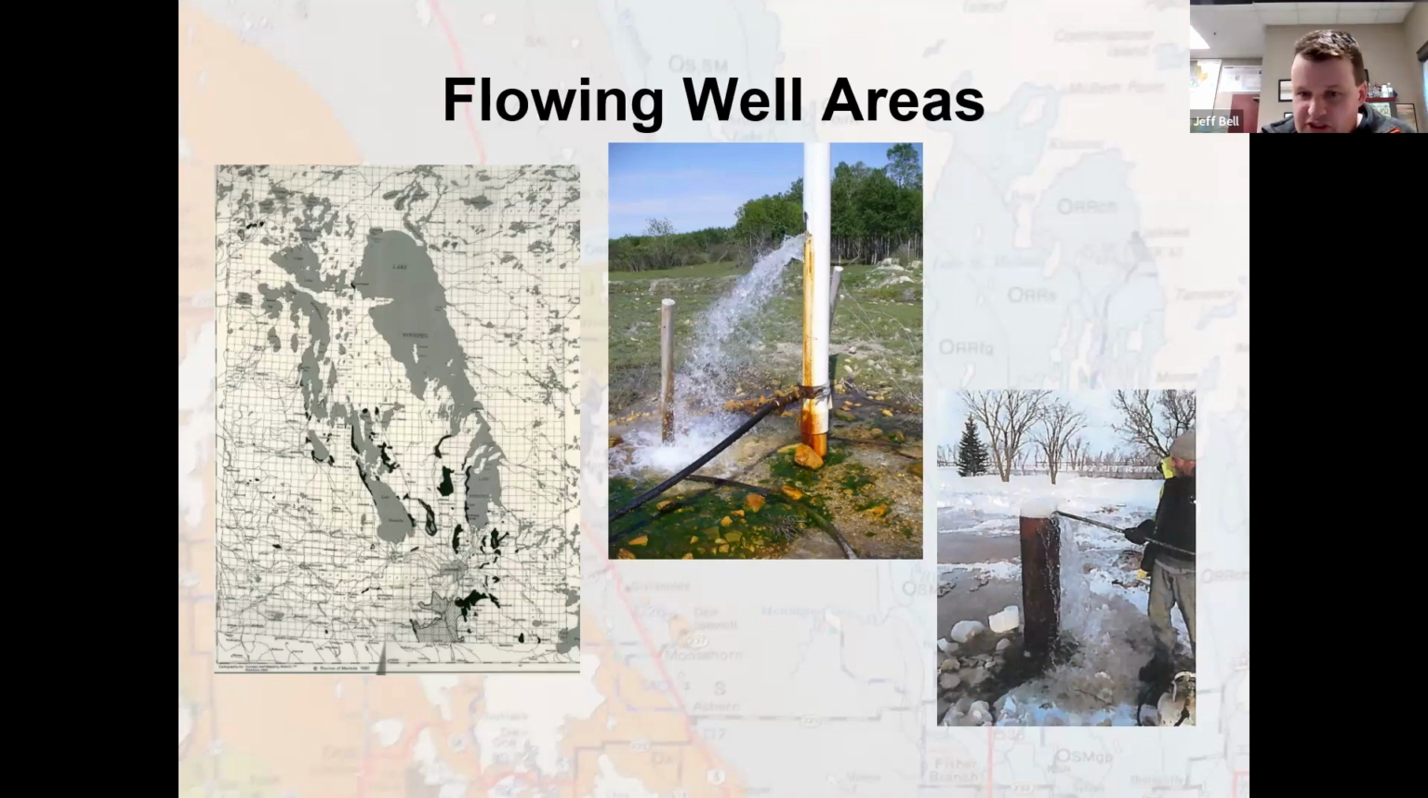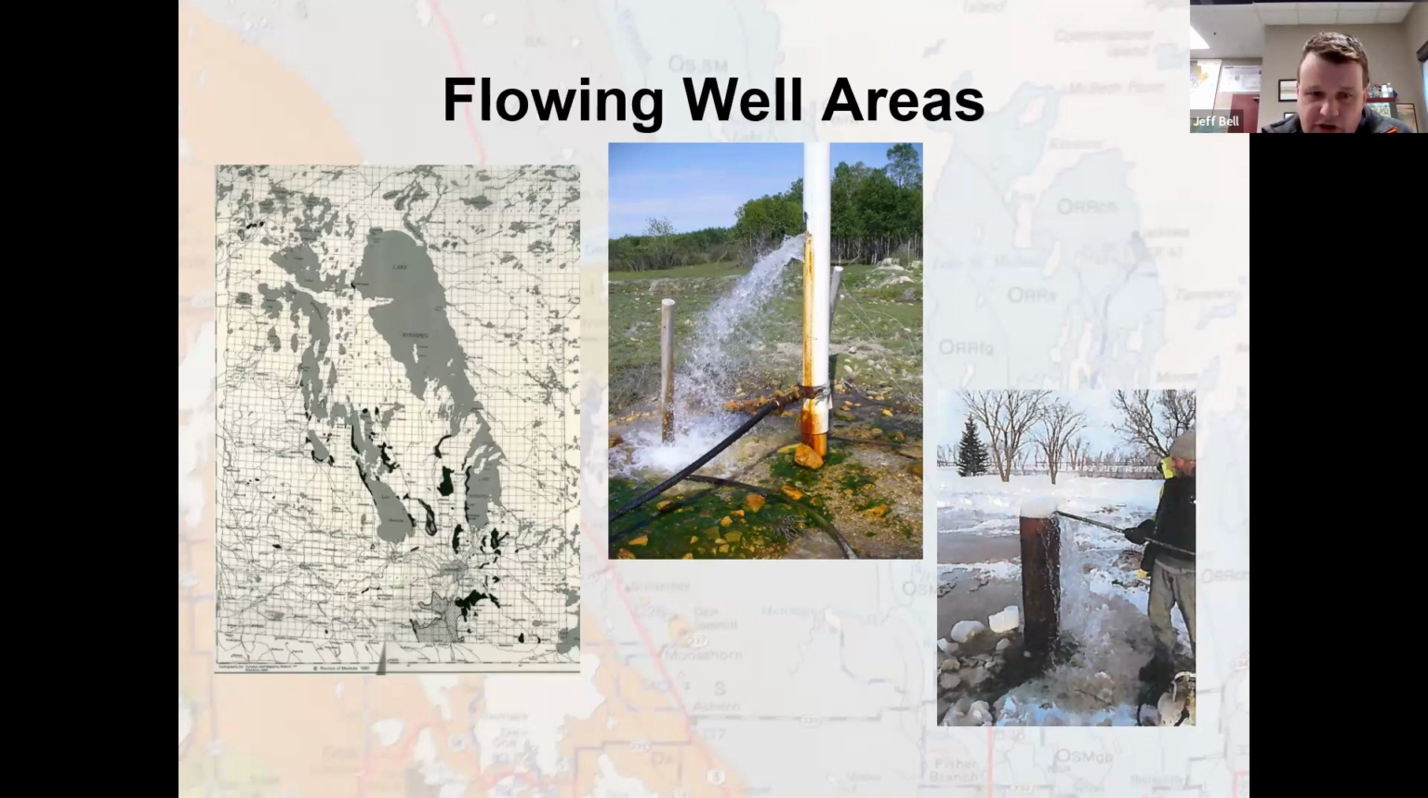In our winter conditions, they freeze. They can snap casings and cause other problems like that. So this is another picture of pulling an ice plug out of a flowing well, and as soon as that ice plug is released, it can cause problems.